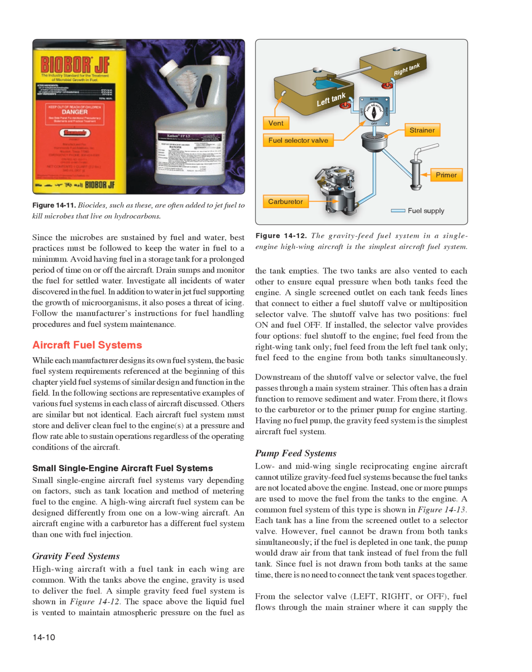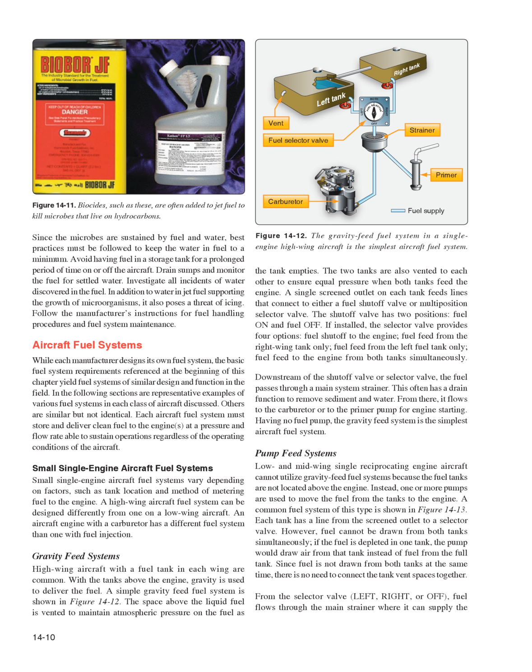Gravity feed systems. High-wing aircraft with a fuel tank in each wing are common. With the tanks above the engine, gravity is used to deliver the fuel. A simple gravity feed fuel system is shown in Figure 14-12. The space above the liquid fuel is vented to maintain atmospheric pressure on the fuel as the tank empties. The two tanks are also vented to each other to ensure equal pressure when both tanks feed the engine.